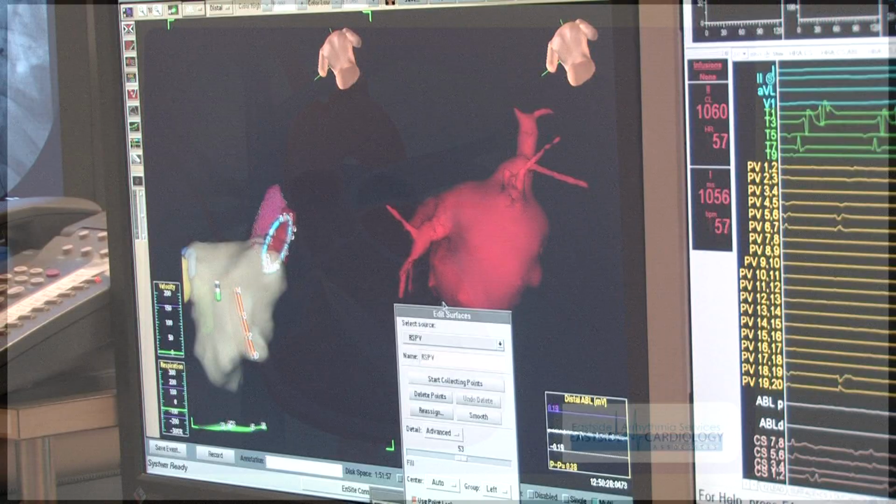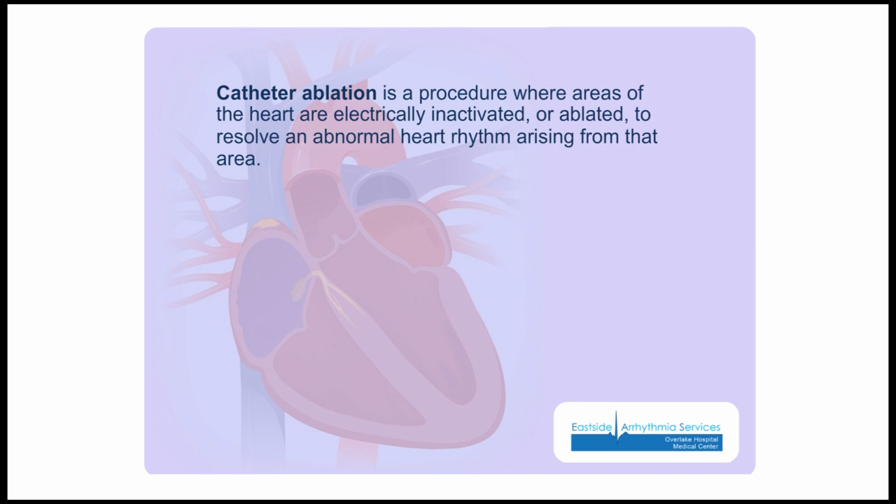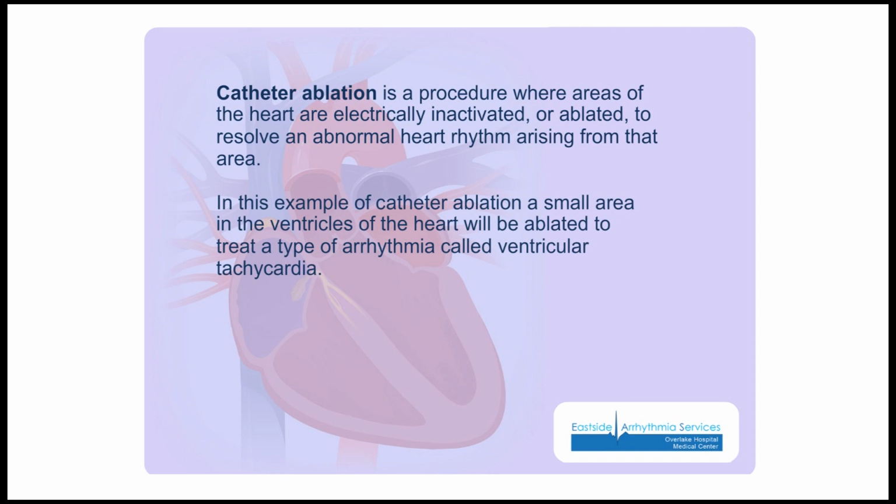Catheter ablation is a procedure where areas of the heart are electrically inactivated, or ablated, to resolve an abnormal heart rhythm arising from that area. In this example of catheter ablation, a small area in the ventricles of the heart will be ablated to treat a type of arrhythmia called ventricular tachycardia.